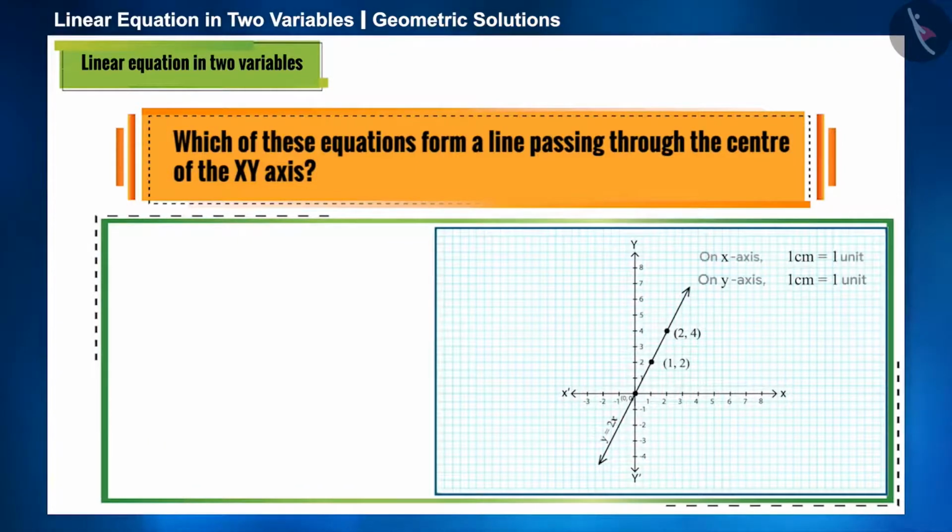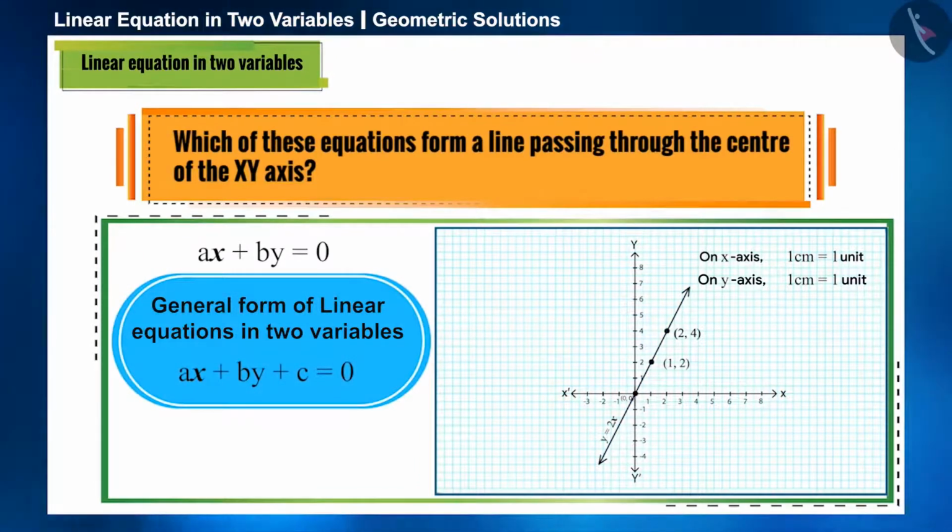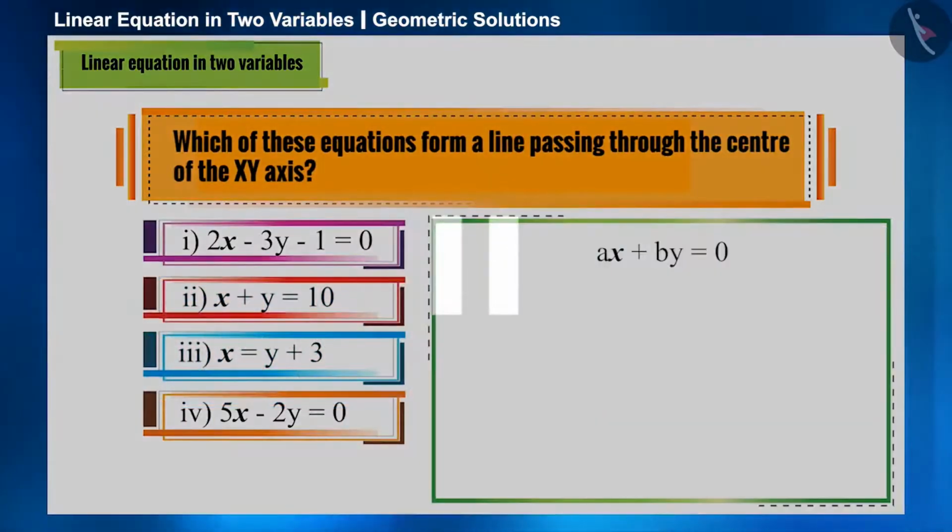As we discussed in our previous video, the line that passes through the center of the xy axis will be ax plus by is equal to 0. And if we compare it with the general form, c is 0 here. You can pause the video and compare the given options with the equation and see which option is the correct answer to this question.